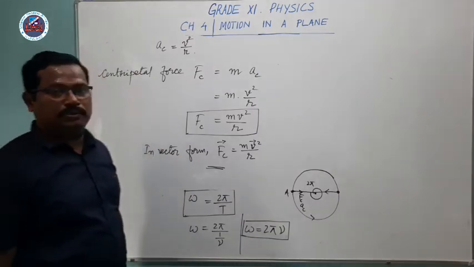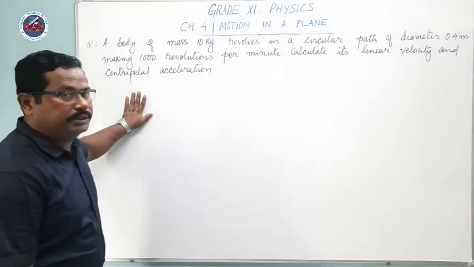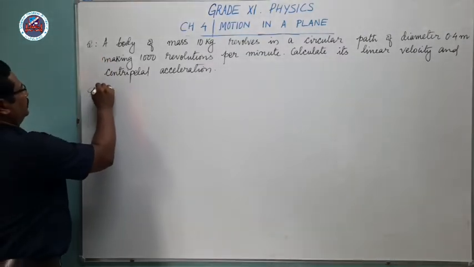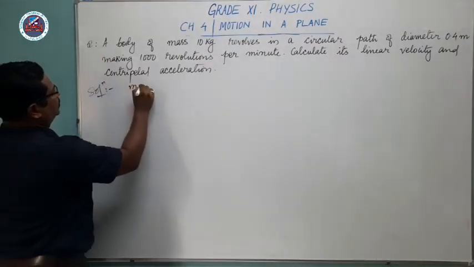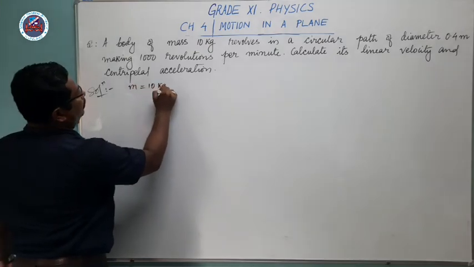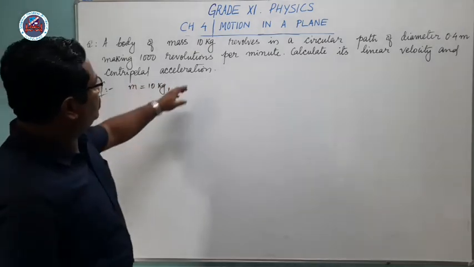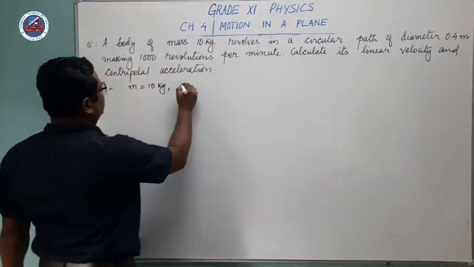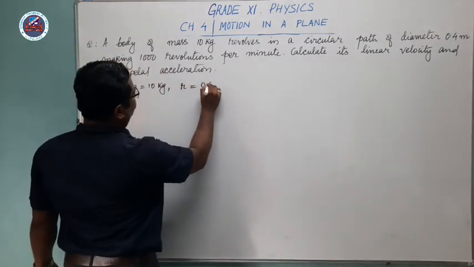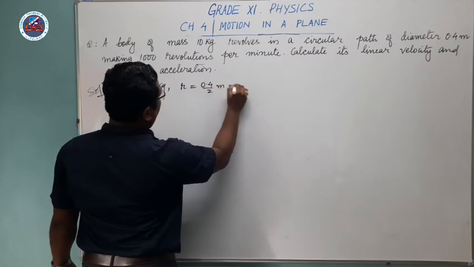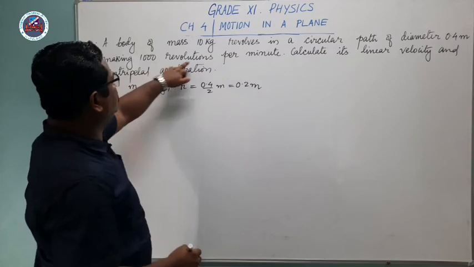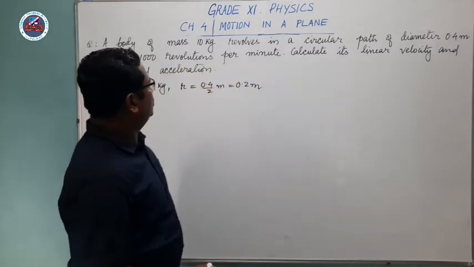Let us do one simple numerical and see. Let us see this question. A body of mass 10 kg. Here you have mass equal to 10 kg. It revolves in a circular path of diameter 0.4 meter. Diameter you change into radius: 0.4 divided by 2 will give you 0.2 meter. It is making 1000 revolutions per minute.